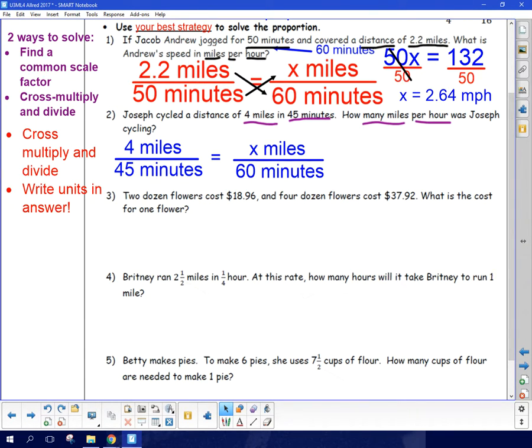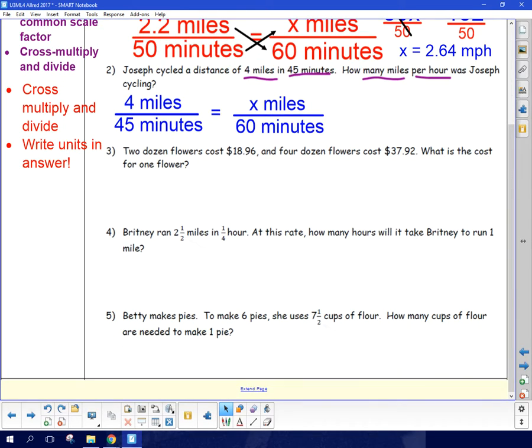What I want you to do now is I want you to try to solve it. Use these 2 steps and write these down. Cross multiply and divide, and then write the units in your answer. Tell Edpuzzle what you got when you're done. Good job there on that one. I hope you got the right answer that Edpuzzle told you you should get there for that one.